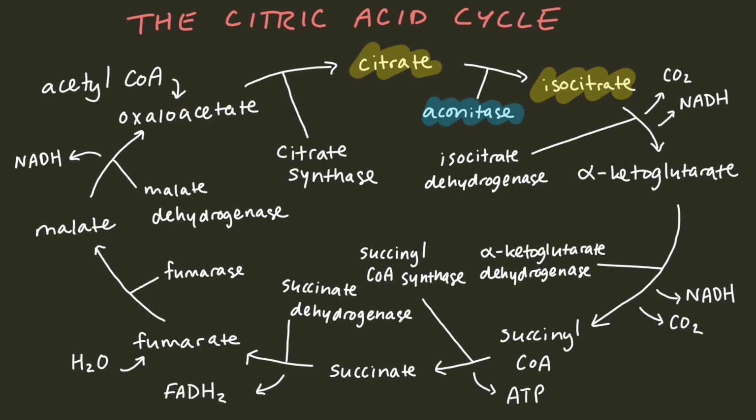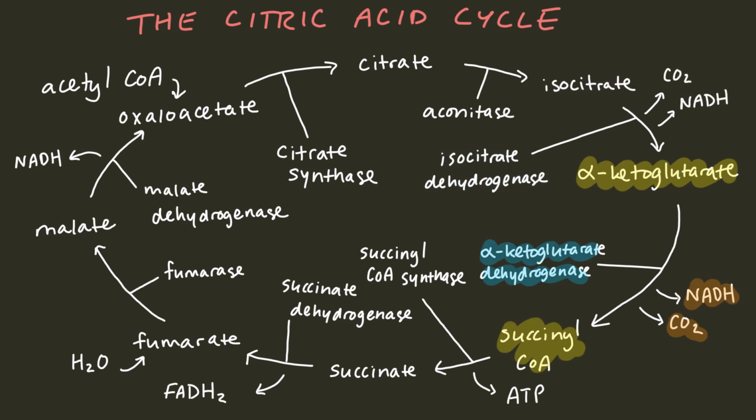Citrate turns into isocitrate with the help of aconitase. Isocitrate turns into alpha-ketoglutarate with the help of isocitrate dehydrogenase. In this process, another carbon dioxide and NADH are produced. Then, alpha-ketoglutarate turns into succinyl-CoA with the help of alpha-ketoglutarate dehydrogenase. Similar to the previous reaction, another carbon dioxide and NADH are produced.